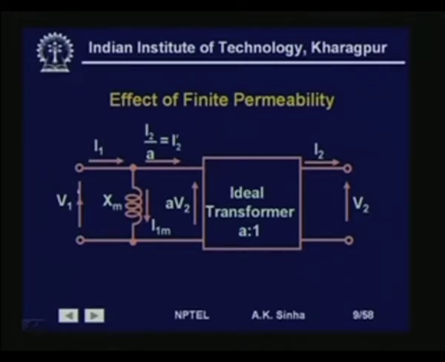So, here what we have is V 1 the voltage, I 1 the current. Here a part of the current is going through this, so this current is somewhat less. This current is I 2 dash, where I 2 is the current here, which is equal to I 2 by A, and I 2 by A plus I 1 m, which is the current flowing in this inductance to take care of the finite permeability. If we add these two phasors, then we will get the phasor current here.